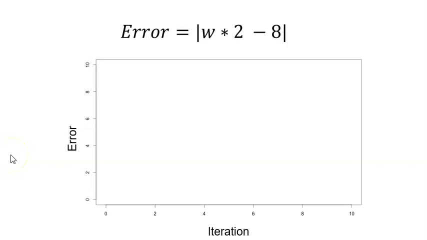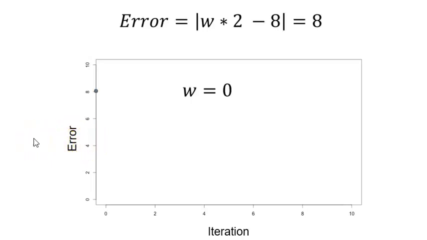Let's see how it works visually in graphs. We will plot the error terms in multiple iterations. In the beginning, let's try w equal to 0 and put this into the expression. We calculate this and we have -8. Taking the absolute value, the error term equals 8. Plot it on the graph. So we have 0 here and 8 here.